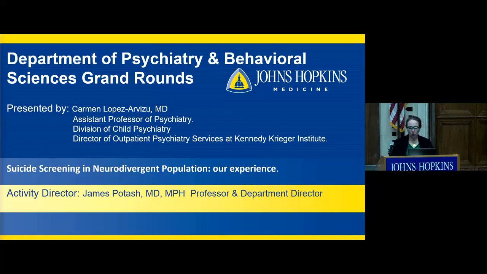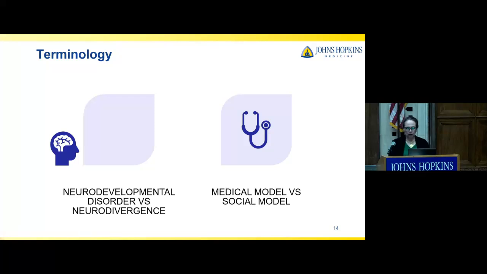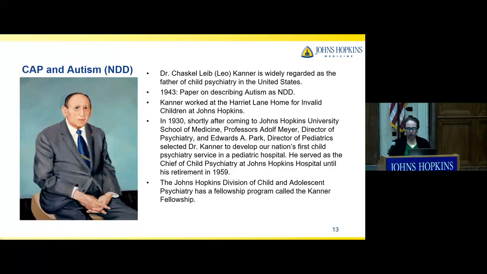In 1930, when he joined Johns Hopkins, right after he came, Professors Adolf Meyer, who was at that time the director of psychiatry, and Dr. Edwards Park, director of pediatrics, selected him to develop our nation's first child psychiatry service in a pediatric hospital. He served as a division chief until his retirement in 1959. Time just flies. That is why the Hopkins Division of Child and Adolescent Psychiatry fellows are called the Kanner Fellows.